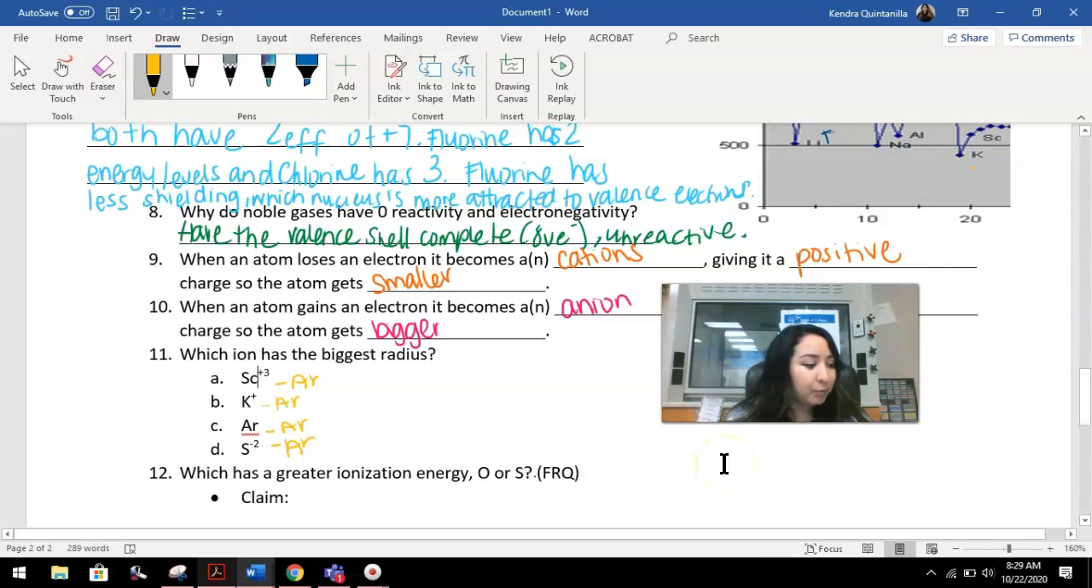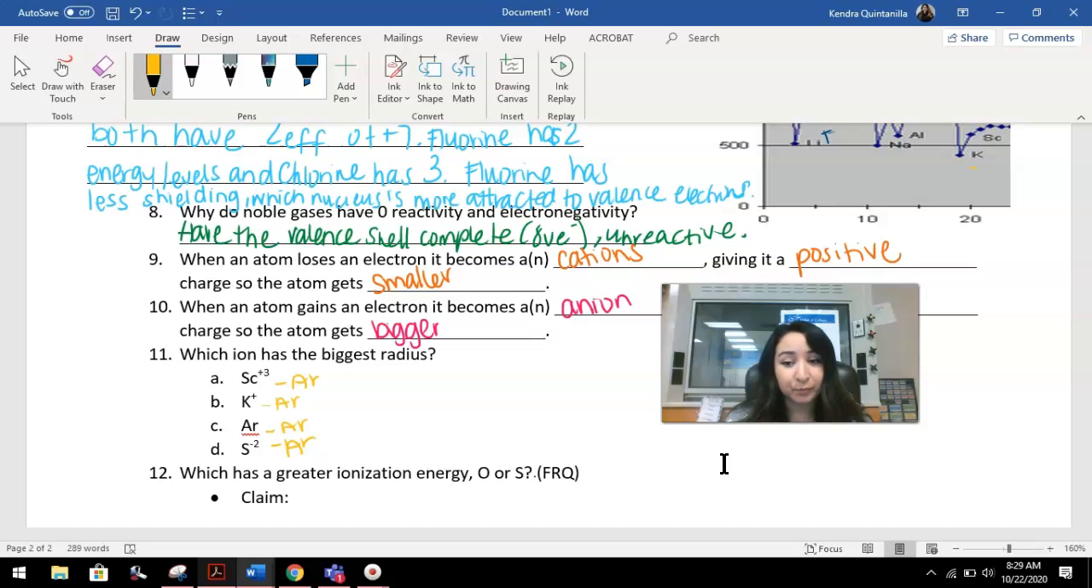But now we want to know which one would actually be the biggest if they're all isoelectronic with argon. Well, the one with the fewer amount of protons would be the biggest one. They're all on energy level 3, so they're all on row 3. And the one with less protons would have less pull on the nucleus, right? The less pull you have, the farther away those electrons are.